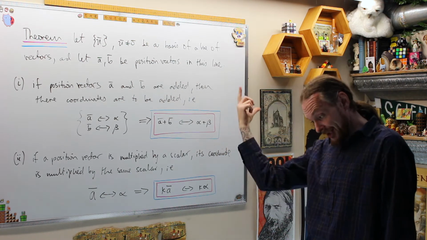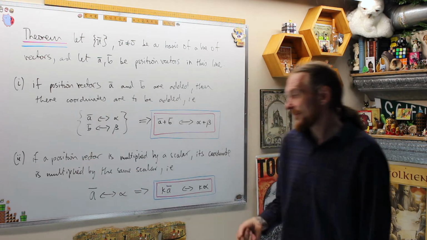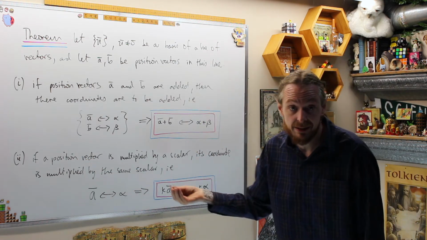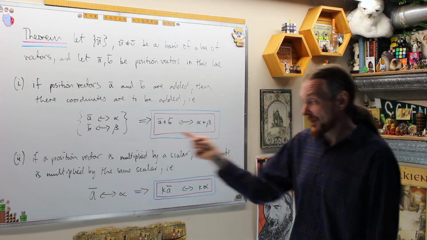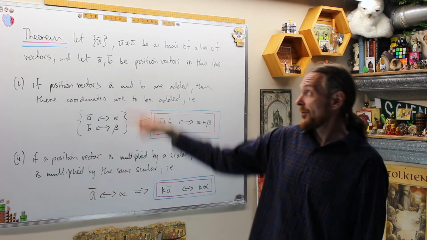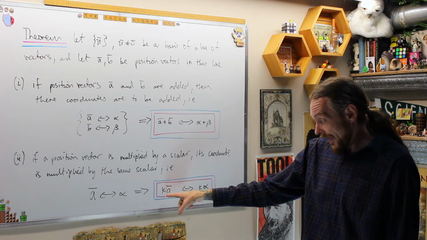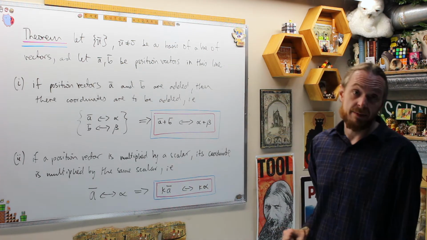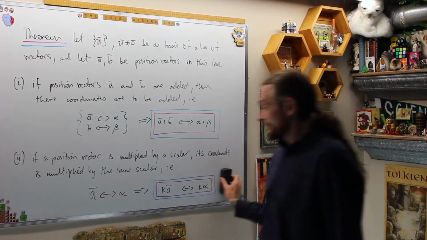You're just going to be able to add the coordinates. Similarly, if I have a position vector which is going to be multiplied by a scalar, then what we're going to do is simply multiply its coordinate by the same scalar. So if A has coordinate alpha with respect to our basis U, KA is just going to have coordinate K times alpha. Let's prove that.